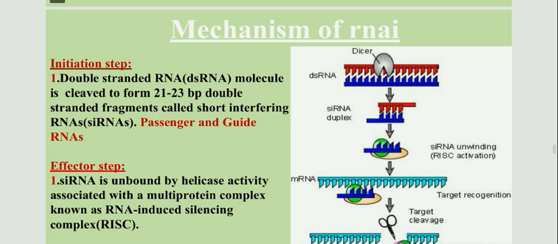Mechanism of RNAi, initiation step. The double-stranded RNA, dsRNA, molecule is cleaved to form 21 to 23 base pair double-stranded fragments called short interfering RNAs, siRNA, passenger and guide RNAs.